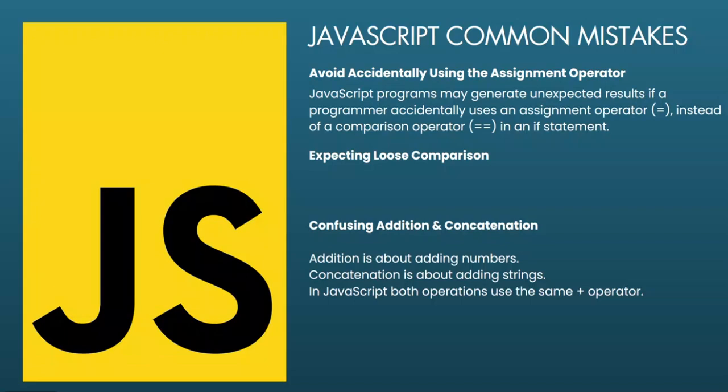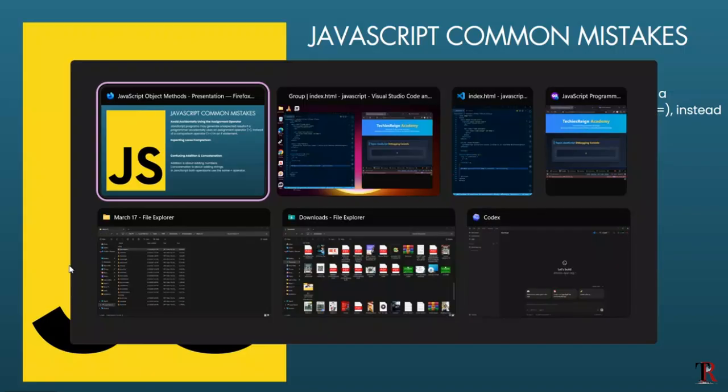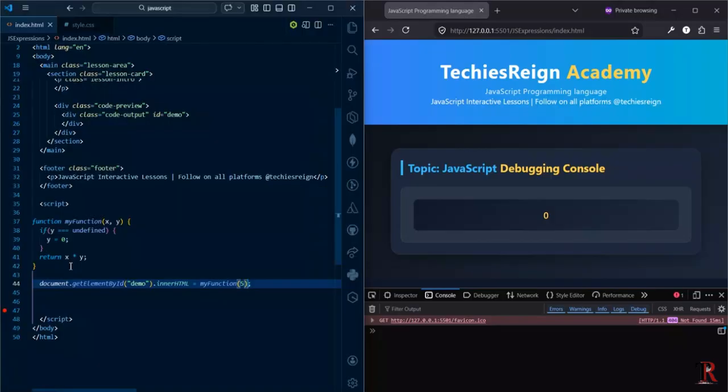JavaScript's common mistakes. Avoid accidentally using the assignment operator. JavaScript programs may generate unexpected results if a programmer accidentally uses an assignment operator instead of a comparison operator in an if statement. So let's look at some scenarios of how that can be a problem.